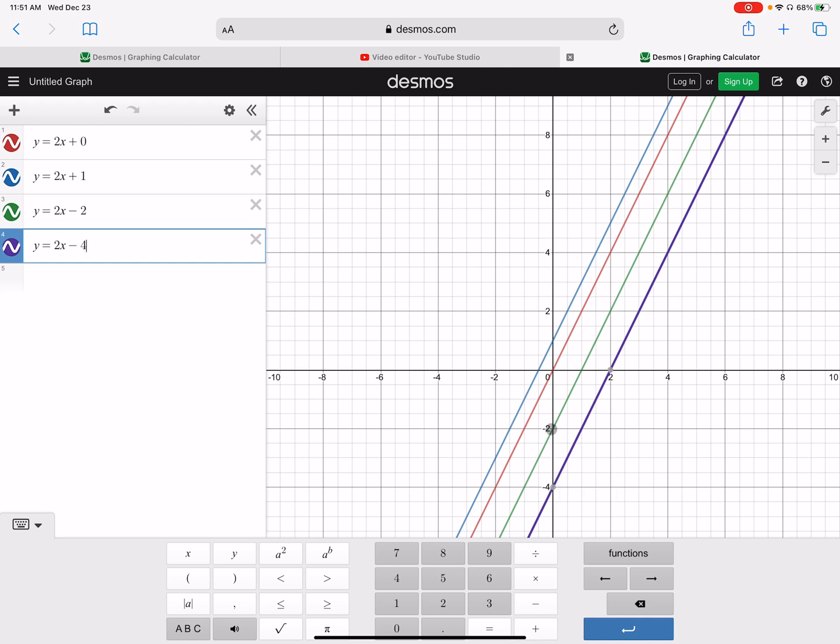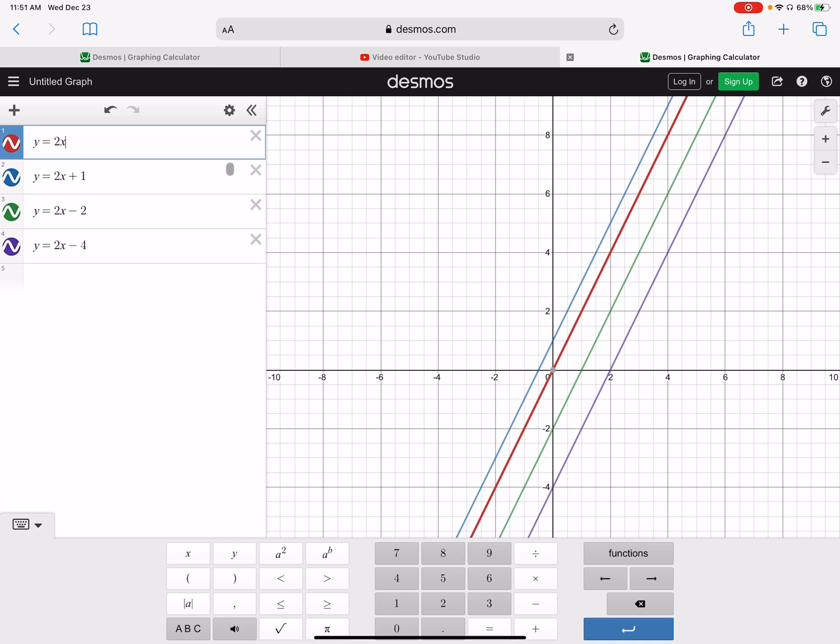Okay? If I ever want my y-intercept, it's given to me in the equation. If it just says 2x, that's the same thing as 2x plus 0. I don't need to put plus 0 there. So I know that this graph is going to cross the y-axis at 0, 0. This one's going to cross at 0, 1. This one's going to cross at 0, negative 2. And then this one's going to cross at 0, negative 4. Okay?